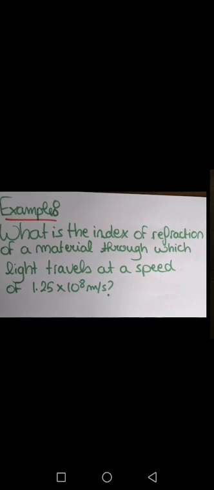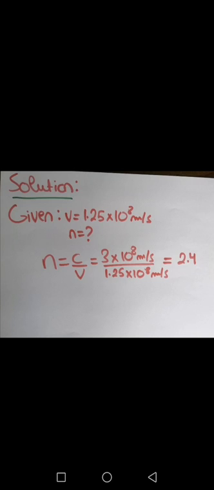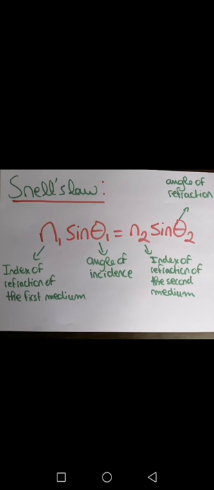It has no unit. Example: what is the index of refraction of a material through which light travels at a speed of 1.25 times 10 to the power 8 meters per second? To solve this problem, we first write the given. V equals 1.25 times 10 to the power 8 meters per second, and N is unknown. N is equal to C over V, equal to 3 times 10 to the power 8 meters per second over 1.25 times 10 to the power 8 meters per second, equal to 2.4, without the unit because, as we know, the units cancel each other.